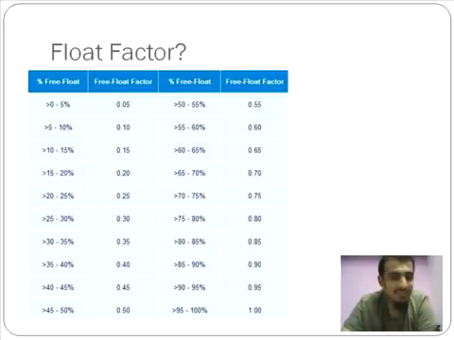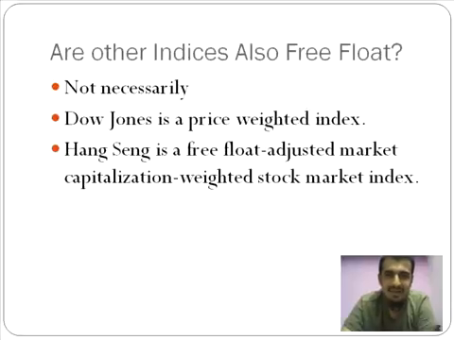So, moving on. Are other indices also free float? Not necessarily. Dow Jones is a price weighted index. Dow Jones is so easy to calculate, even a student in 4th or 5th standard with basic addition can do it. Now, if you were to calculate the Dow Jones price index, what is it that you need to do?